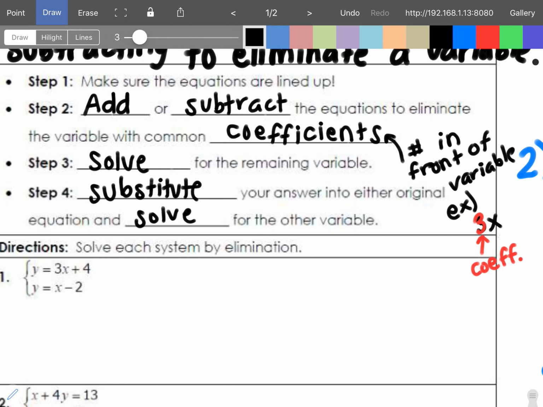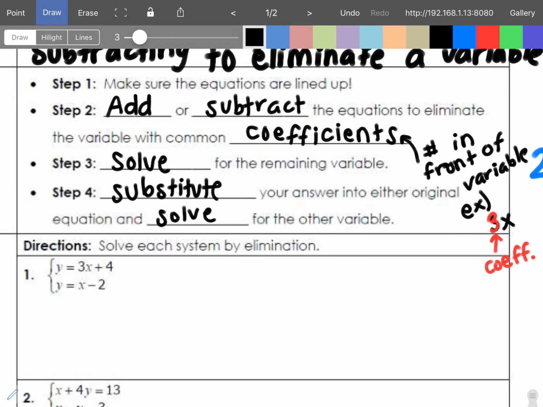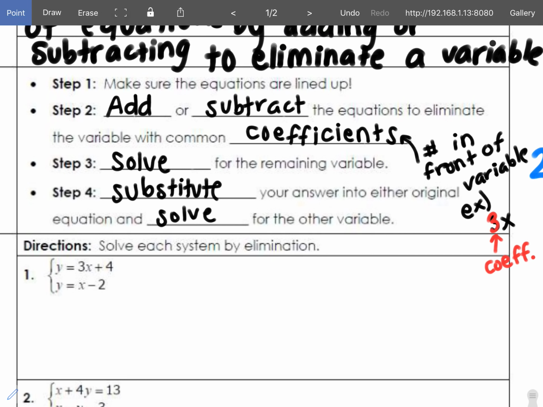So let's go through these steps. Let's start with step 1, and we'll do number 1 while we're looking at step 1. It says make sure the equations are lined up. They are. y equals 3x plus 4, y equals x minus 2. The y's are lined up, the x's are lined up, and then the numbers are lined up. That's what it means by lined up. So step 1, we're done.